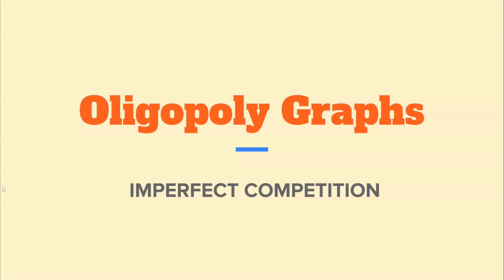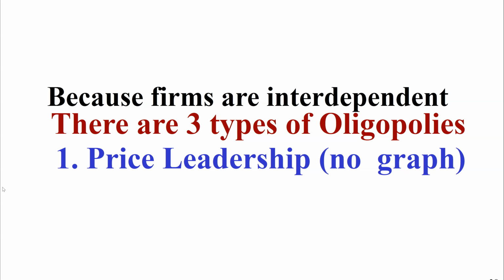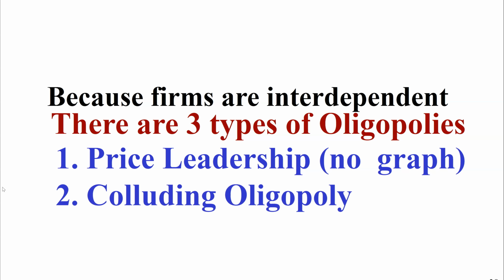So in terms of oligopoly graphs, as I mentioned, there aren't any. So this is very simple. Because of that interdependence, we have price leadership, which isn't necessarily a graph. I'm going to talk about that one in a second. We have the colluding oligopoly, which is essentially a monopoly. Think of it like two firms that are on a monopoly graph together. So it is the same there.